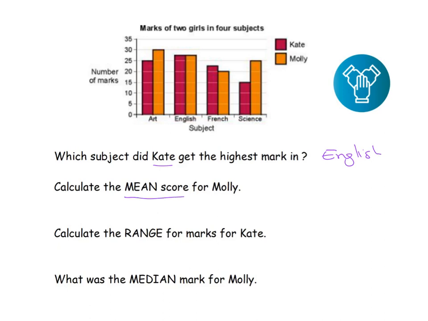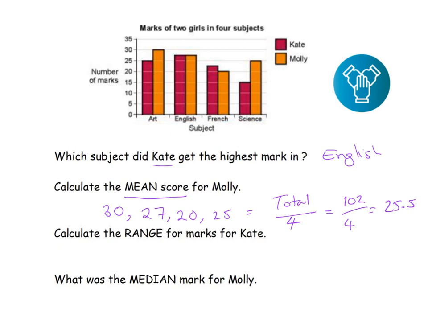We're going to write down all the scores for Molly. So Molly got 30 in art, 20, let's go for 27, and 20 and 25 in the science. So to find the mean, we're going to add them all up and then again divide it by the total, which is 4. So that's going to be 102, divide that by 4 to get 25.5. Now if you use 28 instead of 27, then you'll have a slightly different answer.